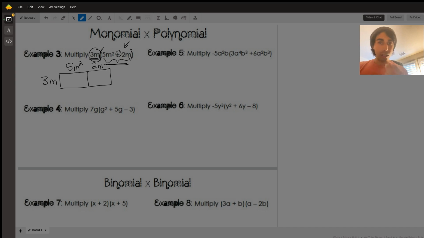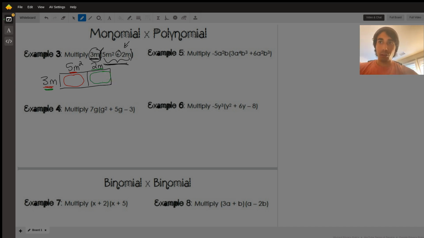Okay, so we're going to multiply everything and put it in its appropriate box. So here's what we mean by that. So first of all, we're going to multiply 3m by 5m squared. That's going to go right here in this box. Secondly, we're going to multiply 3m by 2m, and that is going to go right here in this box.